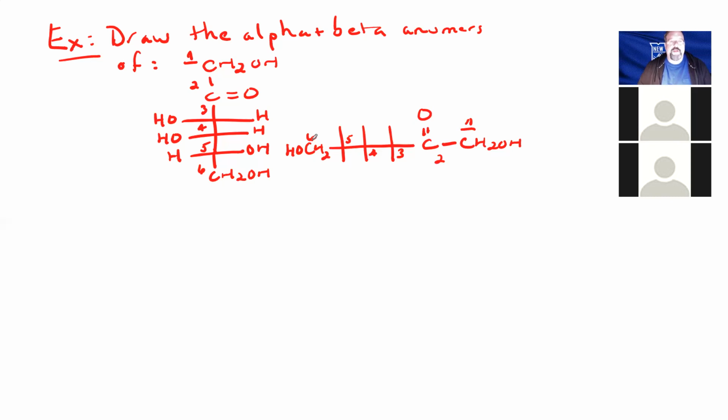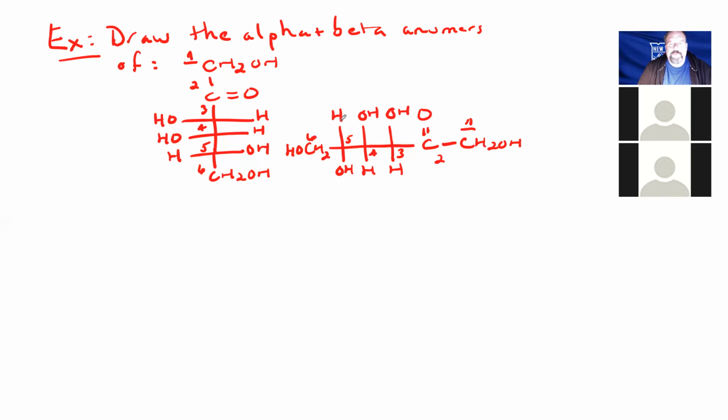So for carbons 3 and 4, the OHs are pointing to the left. After I turn it, the OHs on those carbons are going to be pointing up, and the hydrogens are going to be pointing down. And then for carbon 5, the OH is pointing to the right. After I turn it, the OH is going to be pointing in what direction? Down, and H up. So that would complete step 1.